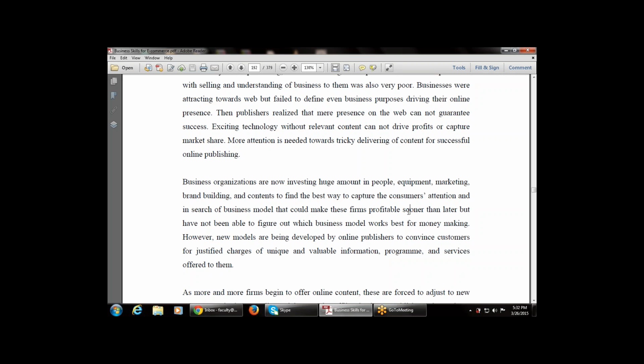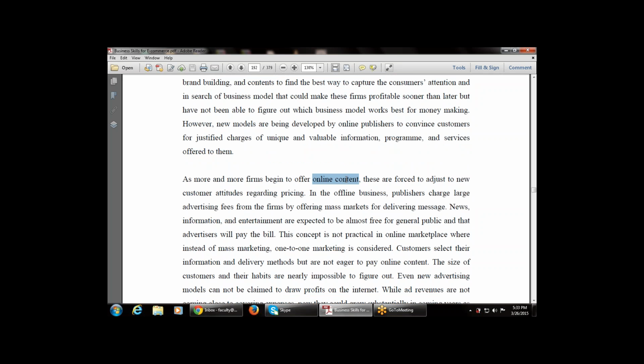Every business organization works best for money making. However, new models have been developed or are being developed by online publishers. There are many new models that are taken care of by the online publishers to convince the customers. To convince means to attract the customers for a justified charge of unique and valuable information, programs and services that are offered to learn. So there are various technologies, various justifications and various models developed by the online publishers to capture the market.